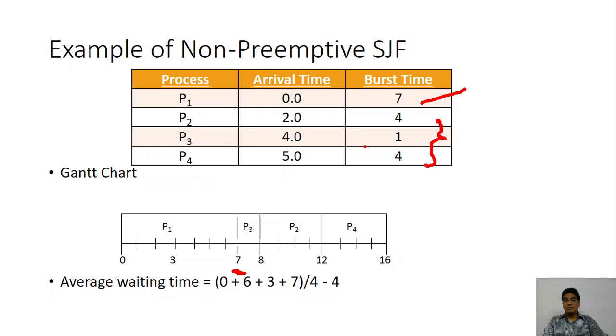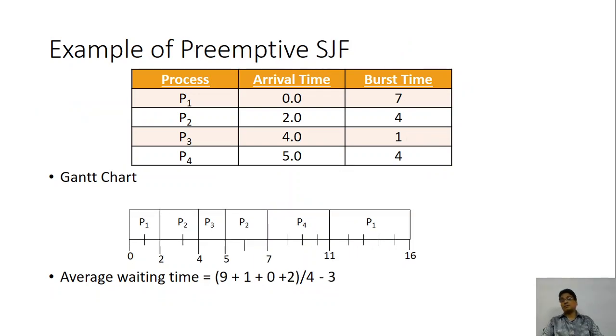Among them, all of them have arrived, because after 5 milliseconds this one has come. So among them there is a tie. Which one has to be taken? P3 will be taken first and executed. After that, there is a tie because both of them are 4 milliseconds. Because P2 came first, it will be executed first, and then P4 will be executed. So this is how it goes.